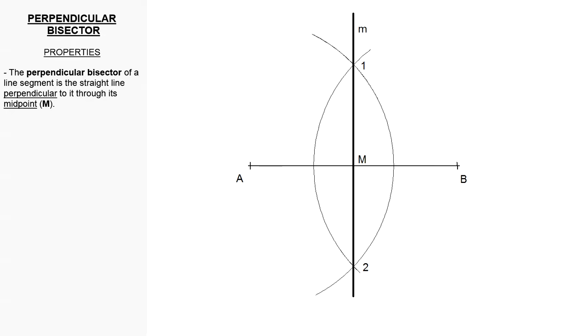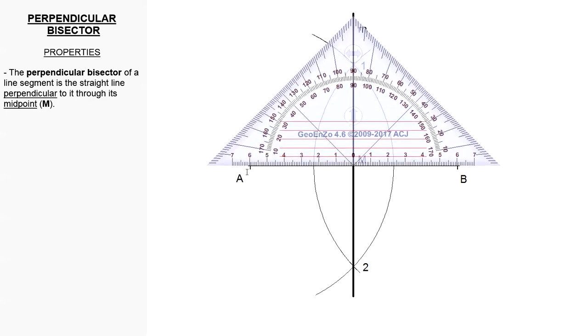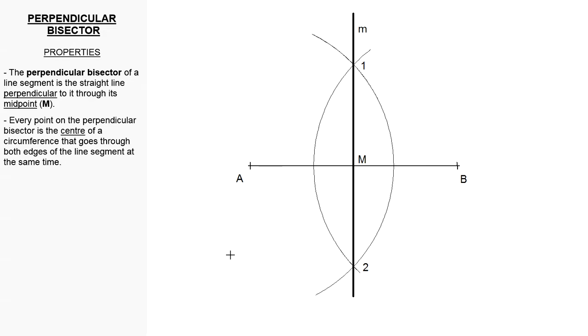Let's check also if it's a perpendicular straight line in relation to the line segment AB. Here we have line segment AB, and here we can see how the perpendicular bisector is perpendicular to the line segment AB. The second property is, as we saw in its definition, that every point on this perpendicular bisector is the center of a circumference that goes at the same time through both edges of the line segment. We're going to do it using 4 different points: point 1, point P, point Q, and point M.